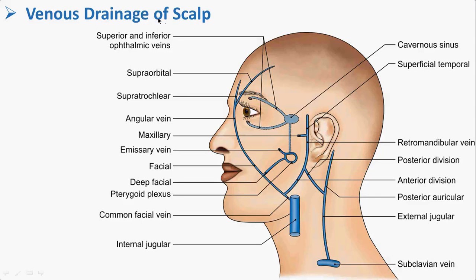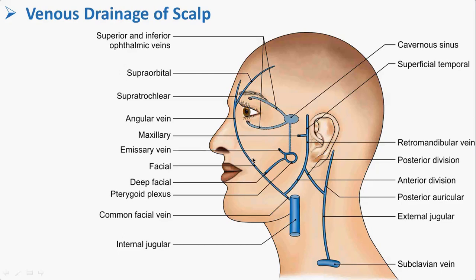Now we will see the venous drainage of the skull. The supratrochlear and supraorbital veins will form the angular vein. Here are the superior and inferior ophthalmic veins, and this is the cavernous sinus. Here they will communicate with the pterygoid venous plexus. This is the pterygoid plexus, this is the common facial vein, and this is the emissary vein.